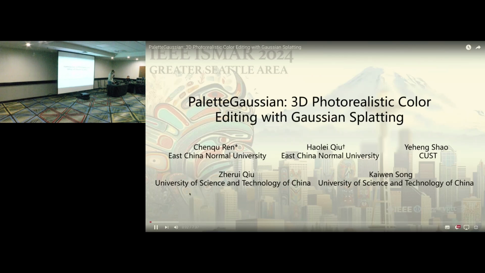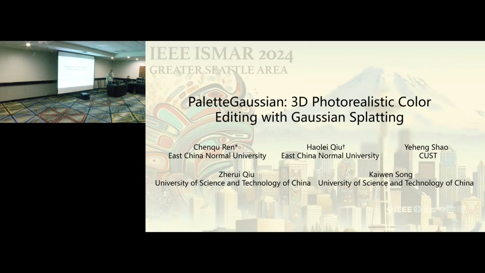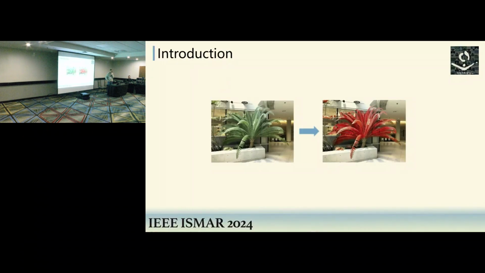We propose the PaletteGaussian framework for interactive color editing and real-time rendering based on a palette and 3D Gaussian splatting. 3D editing plays a crucial role in computer graphics and computer vision, especially in realistic appearance editing, with applications ranging from augmented reality and film production to robotics.